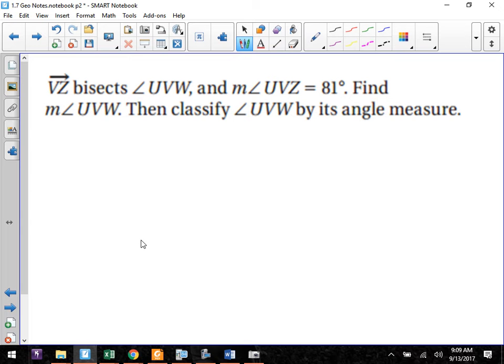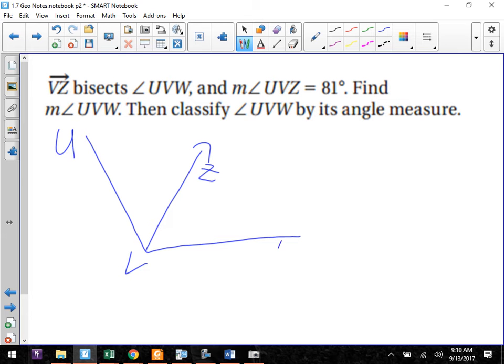So here we don't have a diagram, so we just take a rough sketch. We know that VZ bisects UVW. If it bisects the whole angle, these two have to be the same by the definition. So that's 81. What's the other side? 81. And it asks you to figure out what is UVW. Well, what's 81 and 81? 162. So the whole angle is equal to 162.